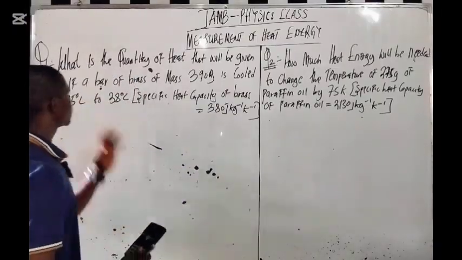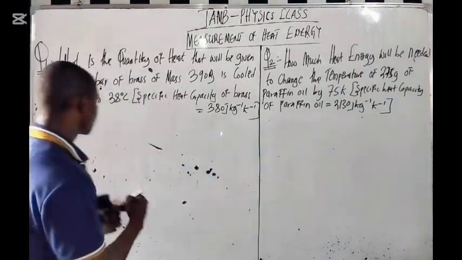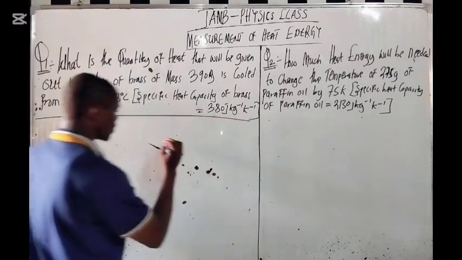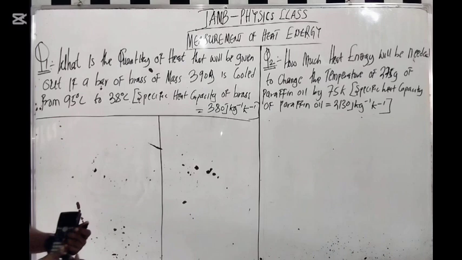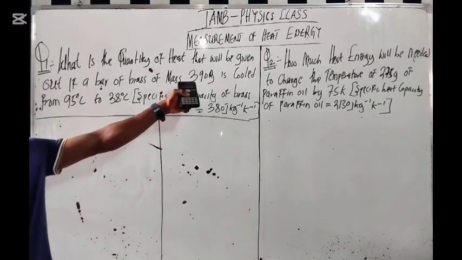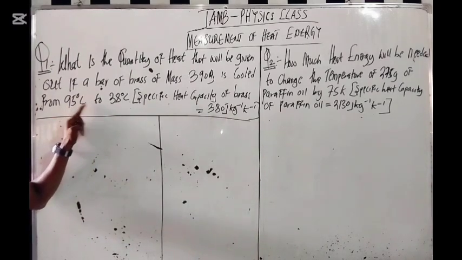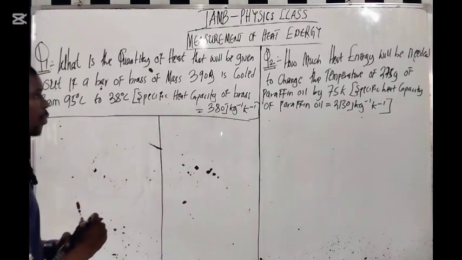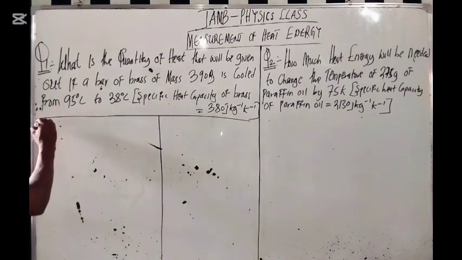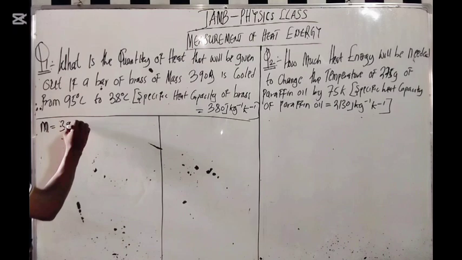So now let's look at these two questions before we move to the next set of questions. Let's take the first one. What is the quantity of heat that will be given out if a bar of brass of mass 390 gram is cooled from 95 degrees centigrade to 38 degrees centigrade? Now look at the specific heat capacity. The mass is 390 gram.